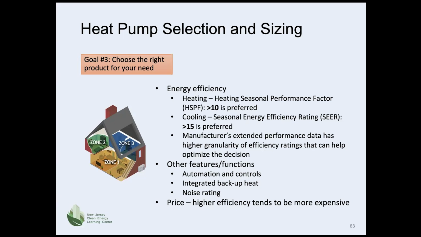And when we distinguish heating from cooling, the heating is rated in its heating seasonal performance factor. So what we want to do is concentrate on those units that have an HSPF greater than 10. When it comes to cooling, again, there's a seasonal factor that's a result of bin data for a particular climate zone. And the preference here is to exceed 15 whenever possible for the SEER rating.